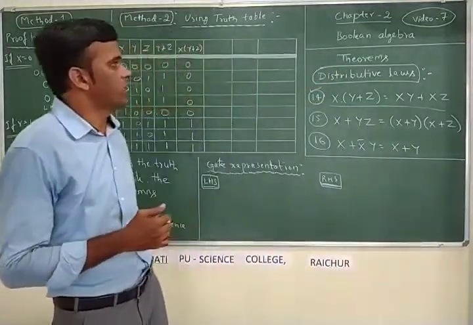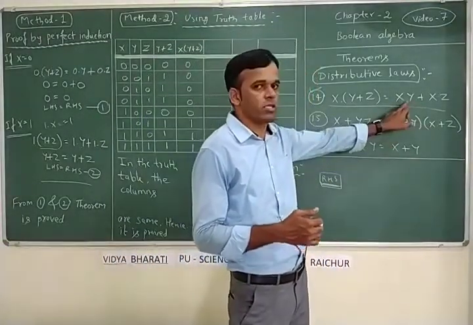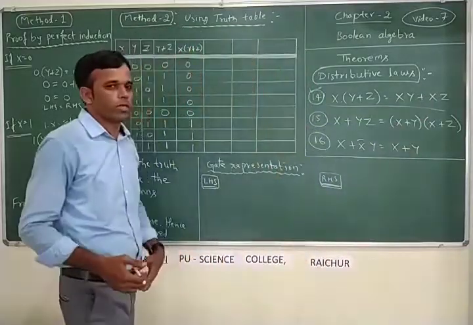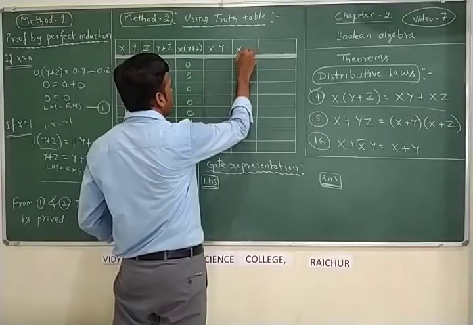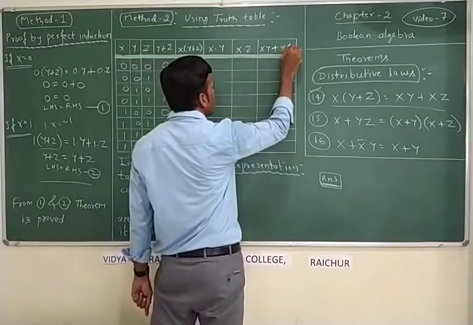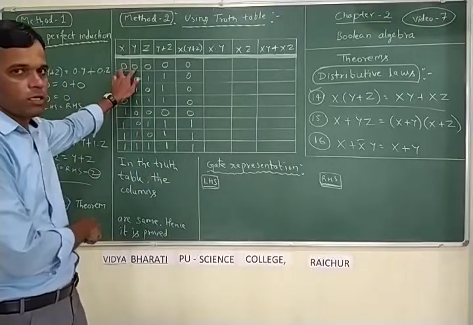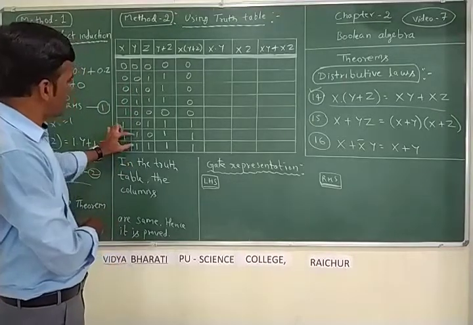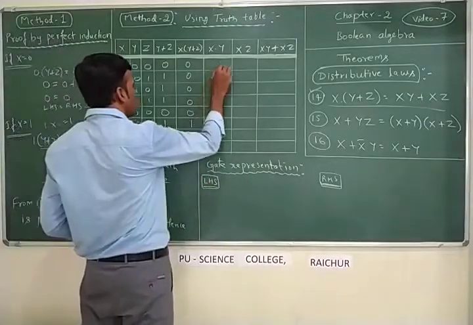proved. Okay, then we'll go first with x into y, because for the AND operation we have to give first preference, then x into z will go, then we'll go for the OR operation. So x into y, then we'll consider x into z, lastly we'll go for the OR operation, that is the plus operation. Okay, so x into y. So AND operation between x and y, if both are 1, then only it is 1. In the last two cases both are 1. So here we are going to get 1. So for the remaining cases it is 0.